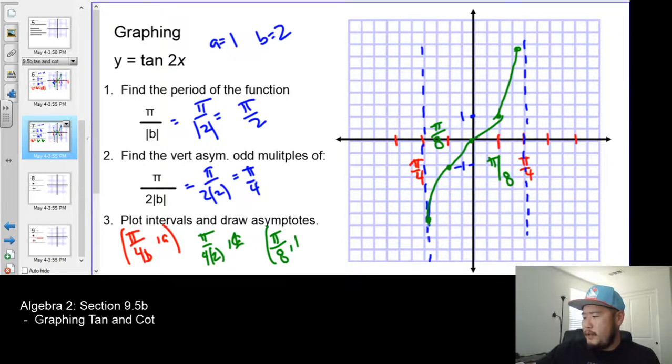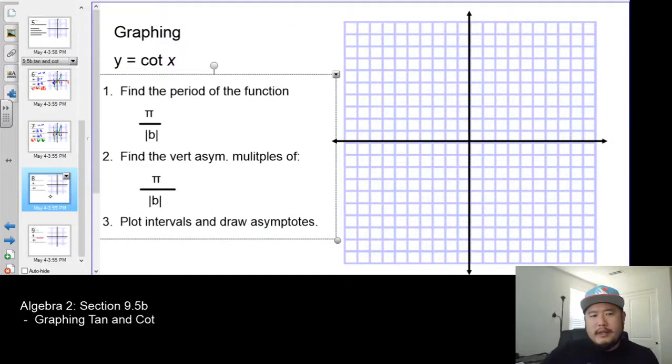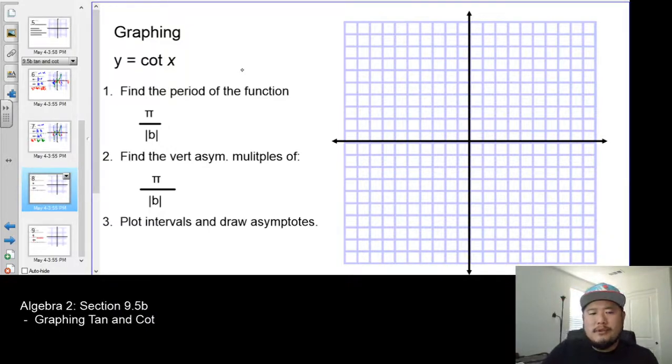Okay. Last up, let's take a look at cotangent. So in cotangent function, a lot of the things are the same. The big thing is number 2 right here, is finding the vertical asymptote. And remember, it is multiples of pi over absolute value of b, not odd. Okay, it's multiples of pi over b. So let's get started here.